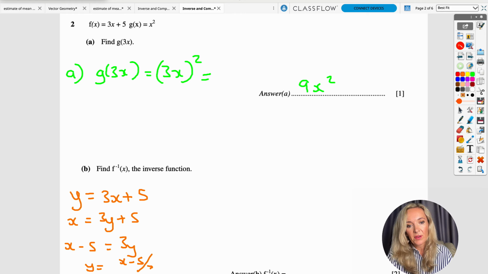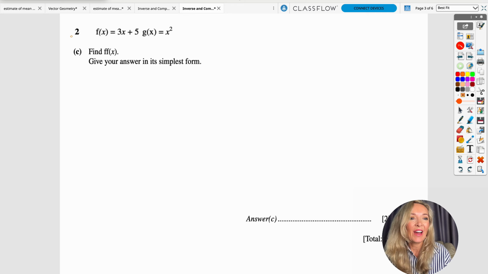And that's worth 2 marks. Okay, moving on. Question 2 still, but part C. Find f of x. Right, so it's still the same two functions.